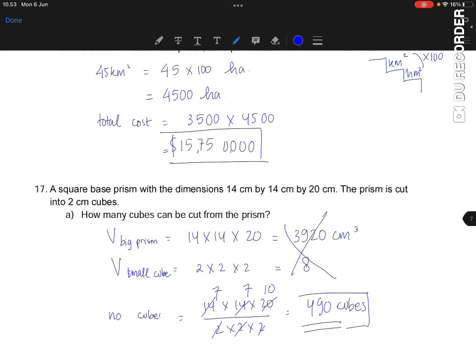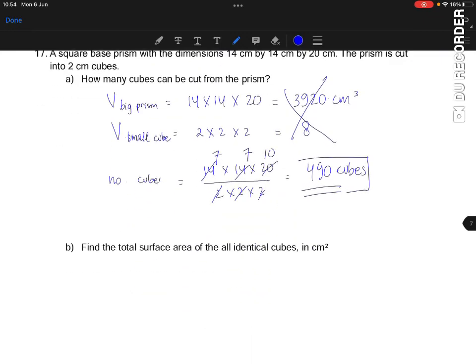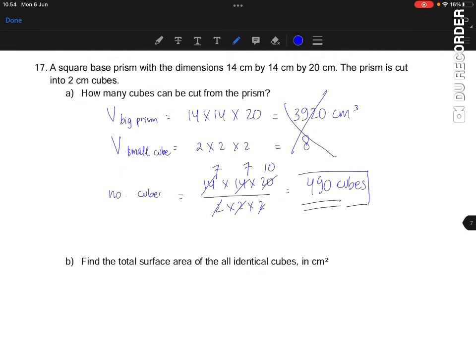Right, move on to this one. Number 5. Find the total surface area of all the identical cubes. Alright, surface area of the cube first. 1 cube means you will have 6 faces of the square, right? So side times side. So 6 multiplied by 2 multiplied by 2, it is going to be 24. Now, how many cubes do we have here? It's 490 cubes, miss.